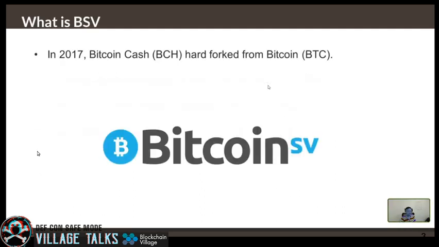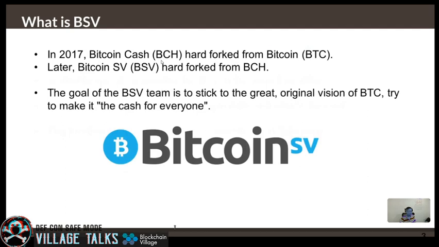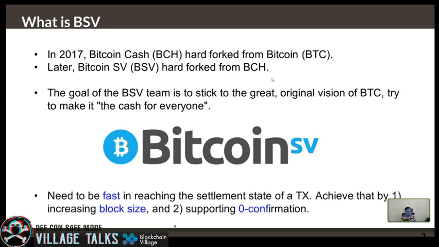First, what's BSV? In 2017, it forked from Bitcoin Cash. The goal of the BSV team is to stick to the great original vision of Bitcoin, to try to make it the cash for everyone. I mean, literally for everyone. Everyone can use it as cash, not only as a cryptocurrency trading target, trading pair, for hedging or speculation. BSV's goal is to be the cash for everyone.